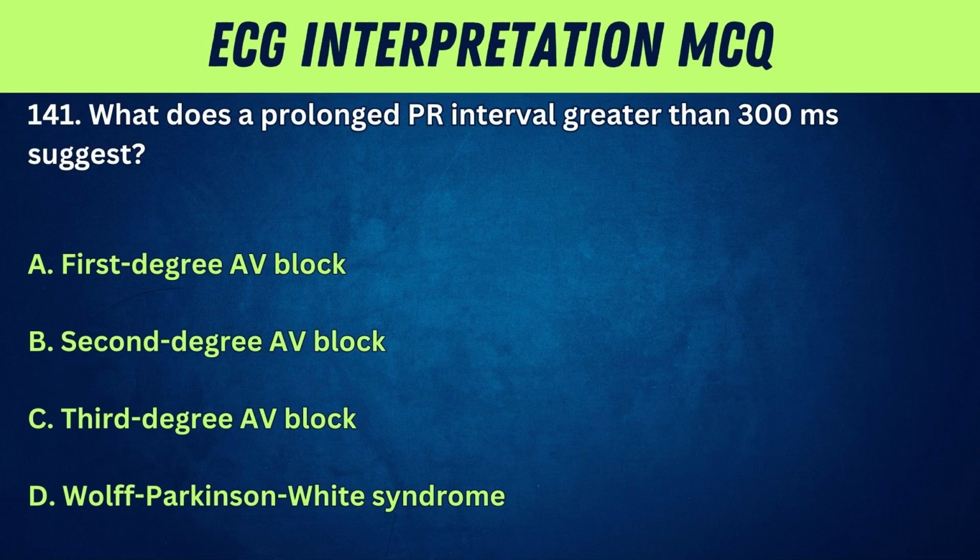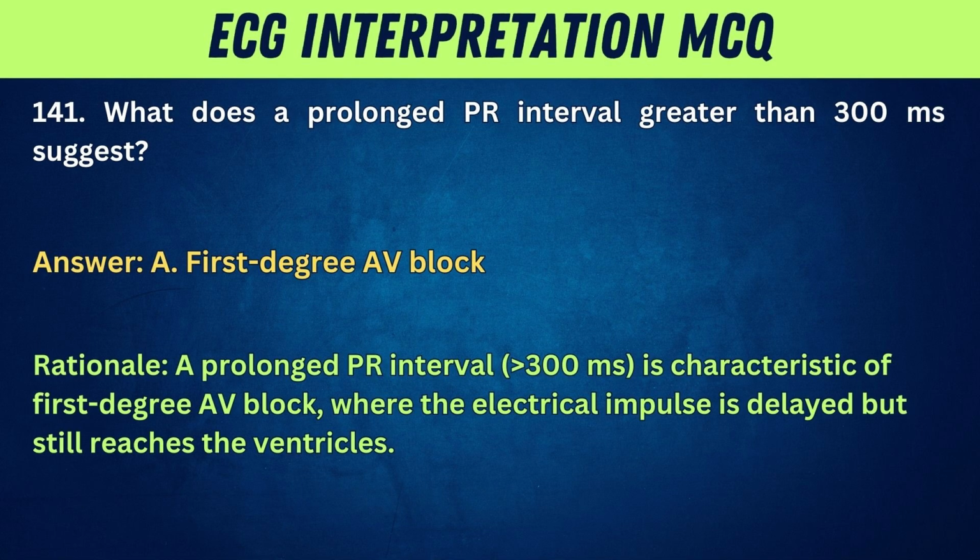141. What does a prolonged PR interval greater than 300 milliseconds suggest? A. First-degree AV block. B. Second-degree AV block. C. Third-degree AV block. D. Wolff-Parkinson-White syndrome. Answer: A. First-degree AV block. Rationale: A prolonged PR interval greater than 300 milliseconds is characteristic of first-degree AV block, where the electrical impulse is delayed but still reaches the ventricles.